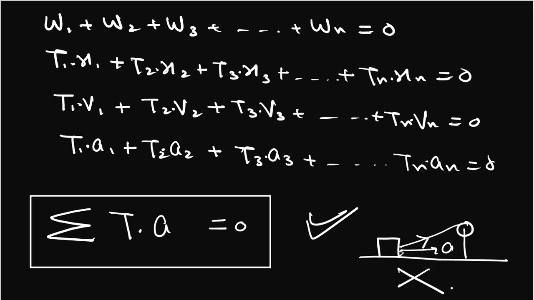So always use it only when T and A, or T and V, or T and displacement X are parallel or anti-parallel. I hope you understand. This will help you to solve problems. While if you are finding constraints a little tough, then this will help you a lot.